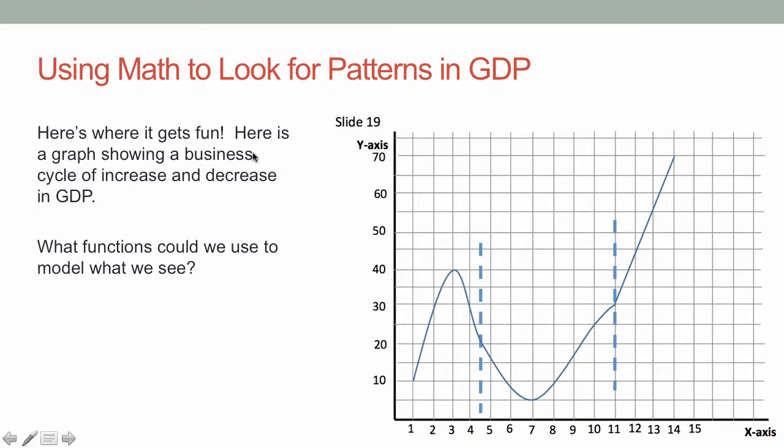All right, hopefully at this point you have a pretty good sense now of what we're talking about when we talk about GDP, gross domestic product. So now here's where it gets fun. Let's transition into doing some math. Here's a graph showing a business cycle of increase and decrease in GDP. What math functions, if you think about all the things that we've learned in your algebra classes, math classes, what functions could we use to model what we see? What's going on here in this graph?